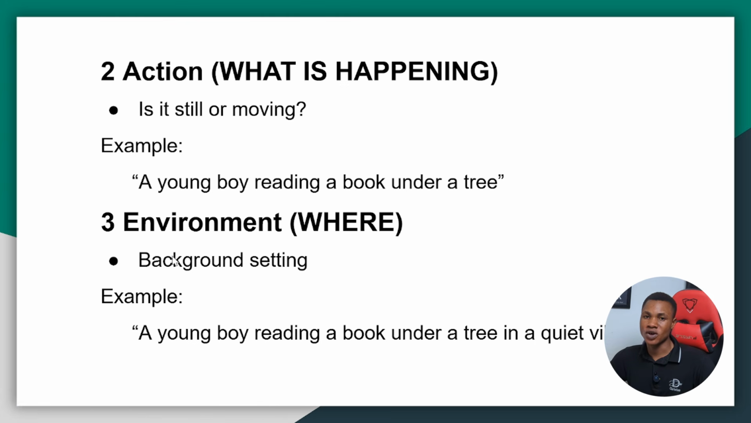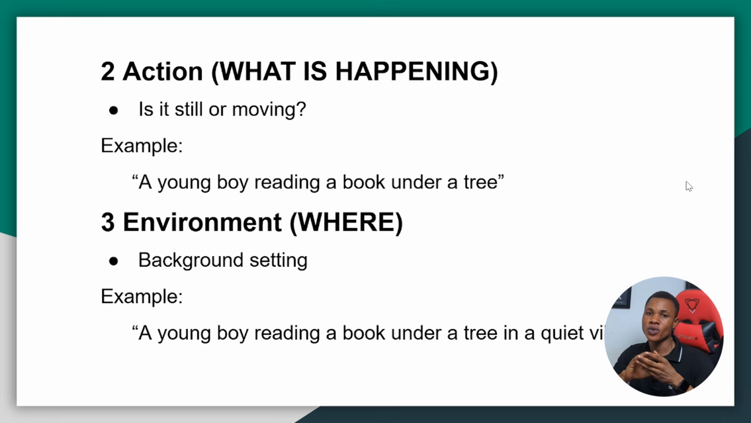And the third aspect of the prompt is the environment. Where is he reading it? If you check this prompt, I think it already has a tree. Most of this part of the prompt is already included here, but to expand the prompt more, you can see a young boy reading a book under a tree in a quiet village. Is that okay? Now that's if you combine the 3 aspects.